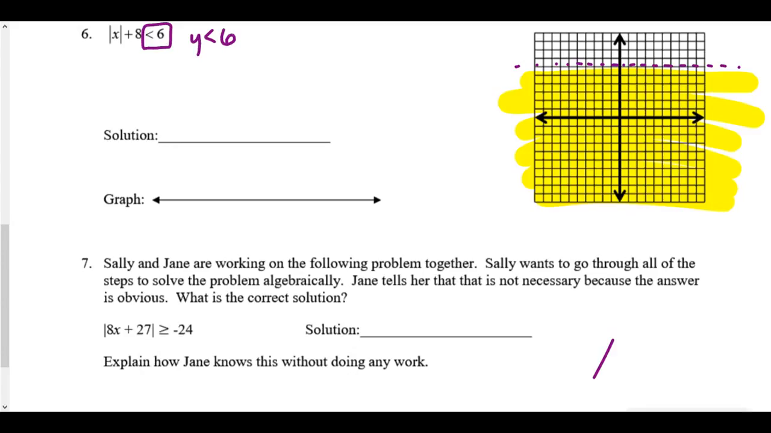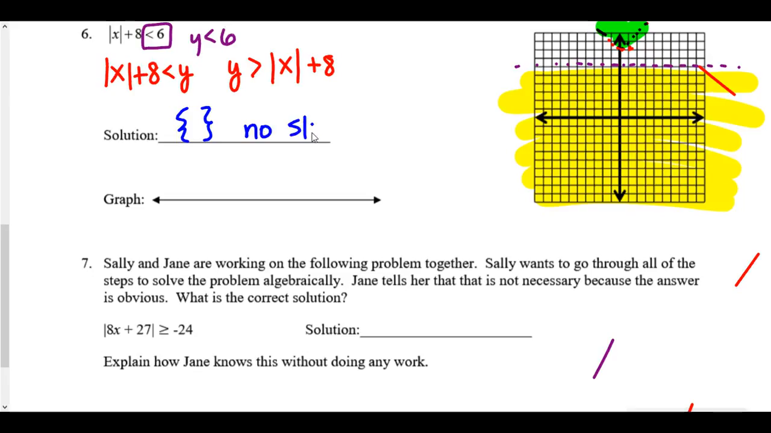And then for my second one, I have absolute value of x plus 8 is less than y. So if I flip that inequality, y is greater than the absolute value of x plus 8. So this is going to be a V shape moved up 8. And then when I go to shade that one, it is going to shade up for greater than. So I'm shading up here. I'm looking for where both of those things are true. There is no overlap in this one, so that means this never happens. And my final answer right here is going to be no solution, or the empty brackets. Let's try that again. No solution.